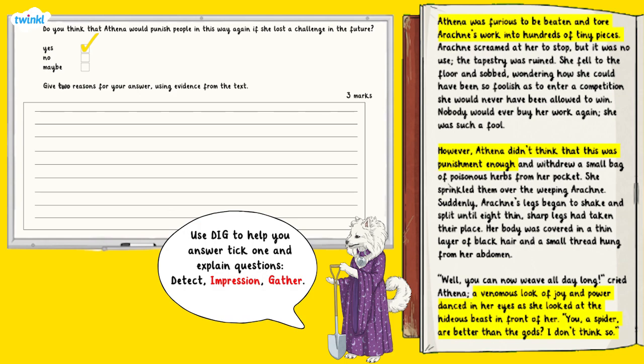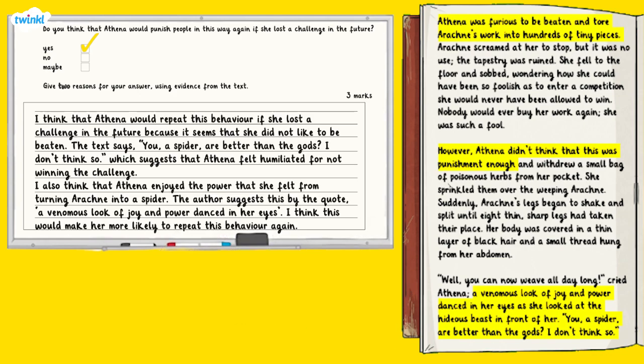The suggested answer, which gives 2 detailed points, is: I think that Athena would repeat this behaviour if she lost a challenge in the future, because it seems that she did not like to be beaten. The text says, "You, a spider, are better than the gods? I don't think so." Which suggests that Athena felt humiliated for not winning the challenge. I also think that Athena enjoyed the power that she felt from turning Arachne into a spider. The author suggests this by the quote, "a venomous look of joy and power danced in her eyes." I think this would make her more likely to repeat this behaviour again.